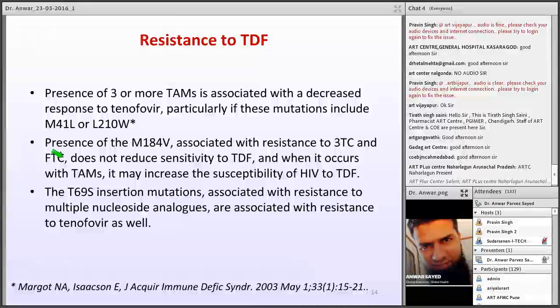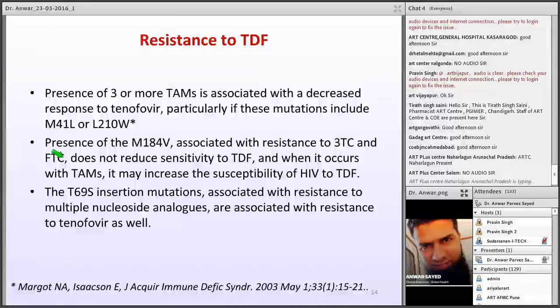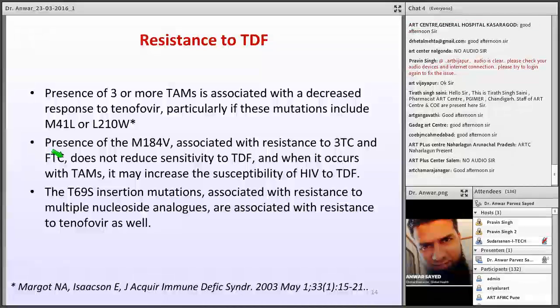single or some double thymidine analog mutations, that is single or double TAMs, do not appear to confer significant tenofovir resistance. However, in clinical trials, the presence of 3 or more thymidine analog mutations is associated with a decreased response to tenofovir, particularly if these mutations include M41L or L210W.